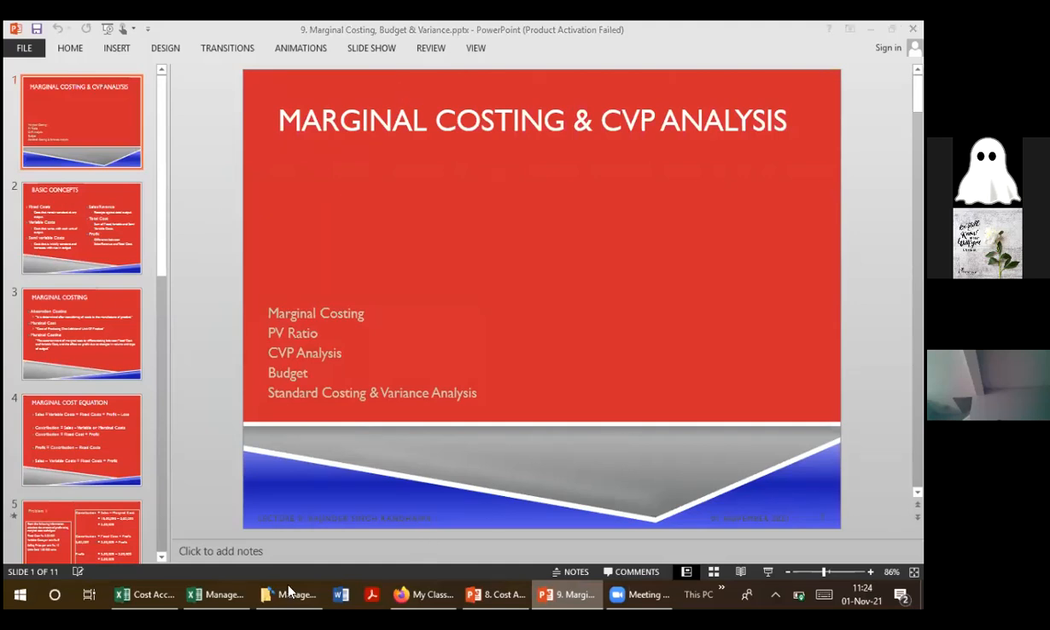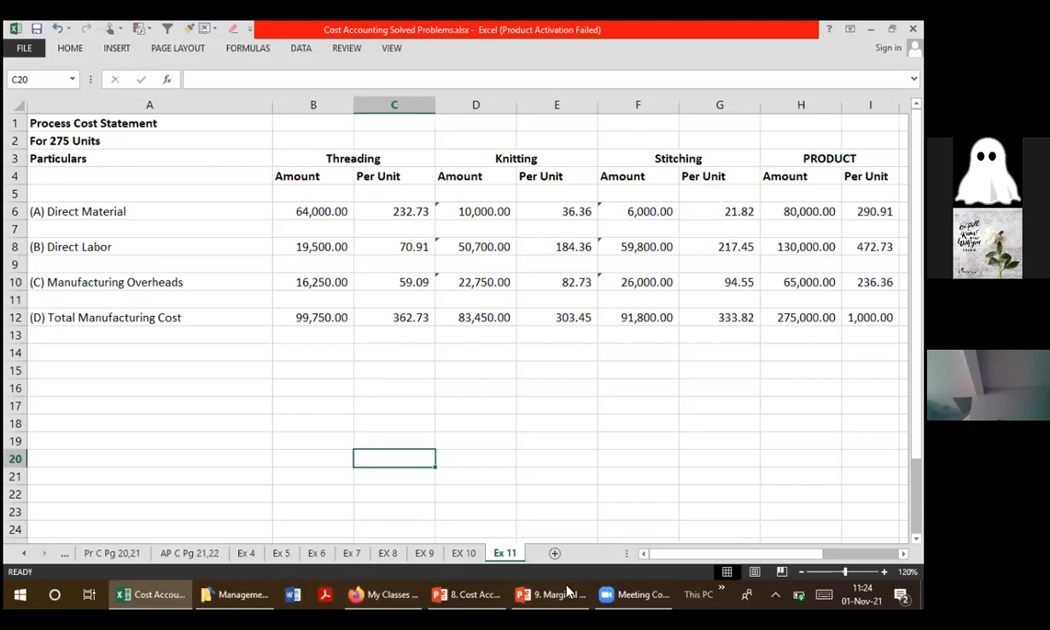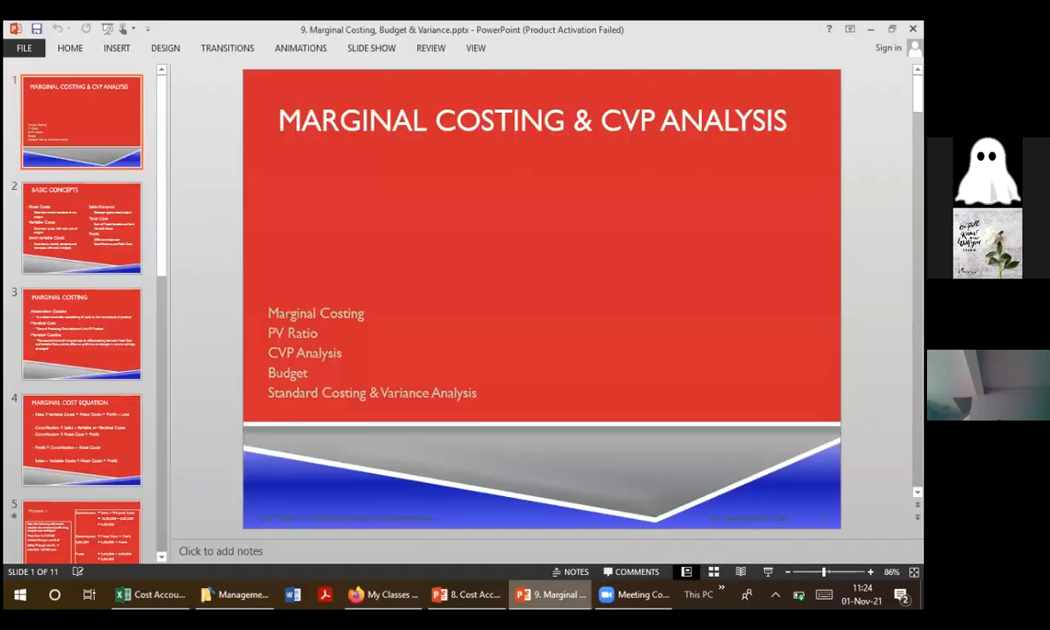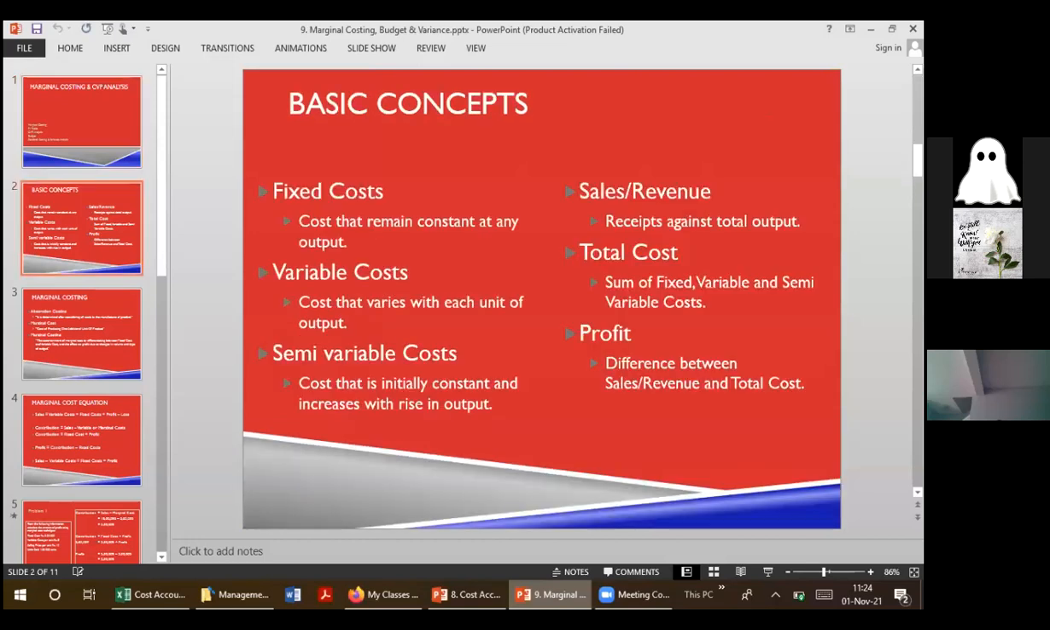Right, so this is our next unit. It's called marginal costing and CVP analysis. Pretty simple. If you understand the first part, this should be pretty easy. So another structure that you just have to remember, and everything goes into that structure with the relevant formulas for that structure.